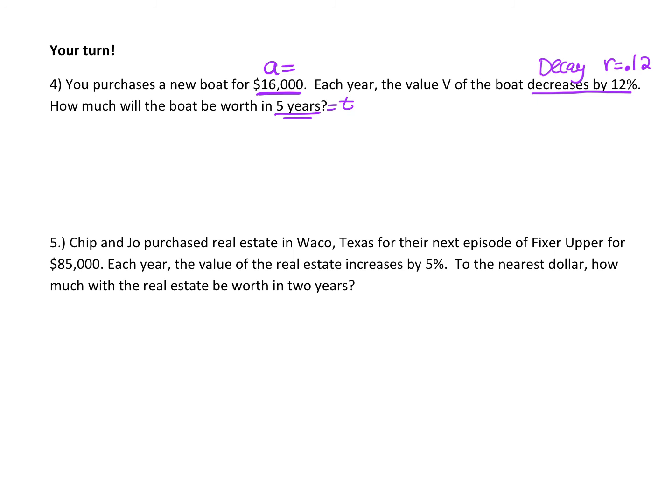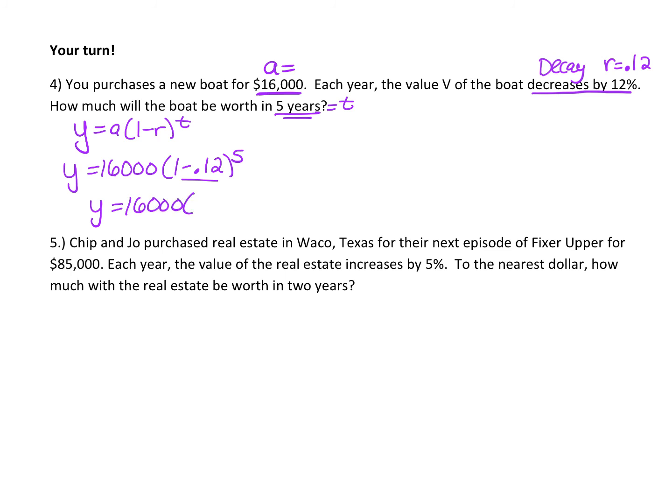So in this case, they did give me the t. So I'm going to use my decay equation. I'm going to substitute in everything I know. 16,000 for that original amount, 1 minus 0.12 to the 5th power. I'm going to simplify what's in my parentheses. I'll get 0.88 to the 5th power, and then I'm just going to type that whole thing in my calculator. And again, we want to round to 2 decimal places because we are talking about money. So I would get $8,443.71.